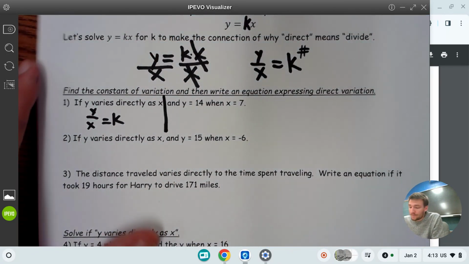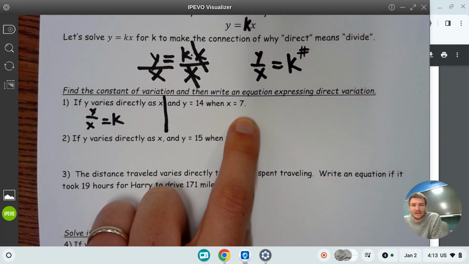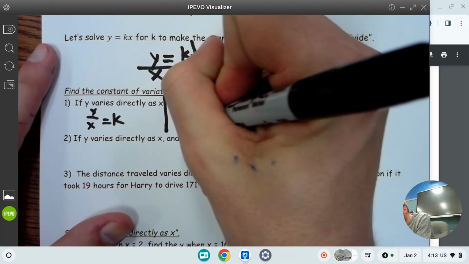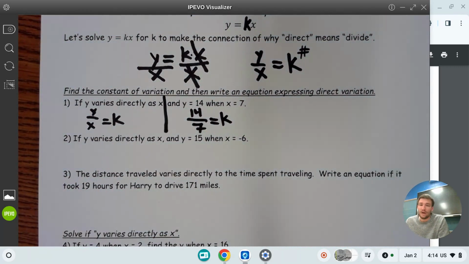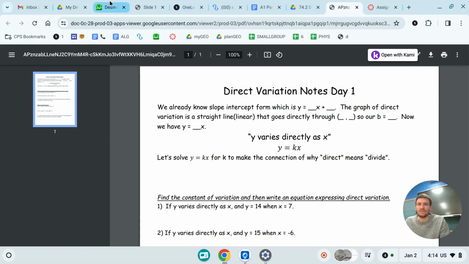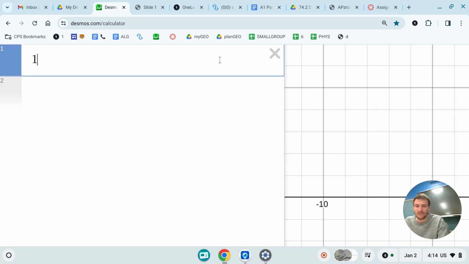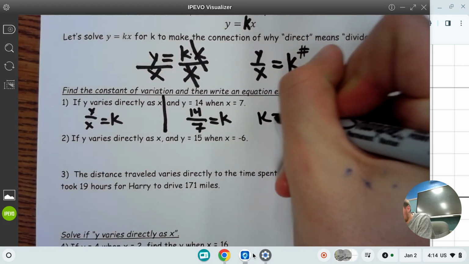Step number 2, y equals 14 when x equals 7. Well, if y is 14 when x is 7, and that equals k, what is 14 divided by 7? I can probably do that in my head, but let's just use Desmos. Here we go. Stuff from yesterday. 14 divided by 7, done. The answer is 2, and we have k equals 2.